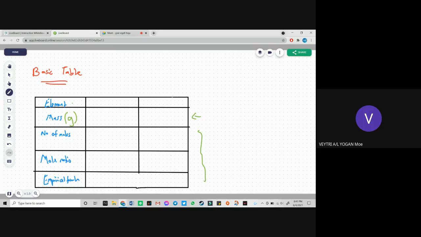Okay? Next, number of moles. Better for you to write mole over here as the unit. Mole ratio, okay? The moment it says ratio, we have already learned since session 1. Ratio means what? You divide something in equal parts. Fraction, right?